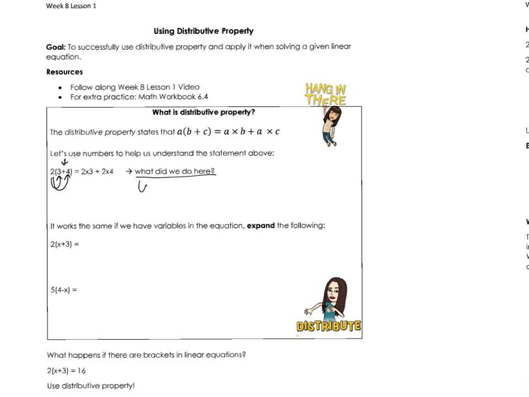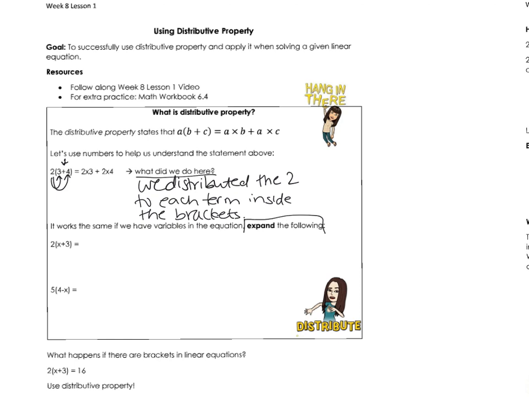So what did we do here? We distributed the 2 to each term inside the brackets. Alright, it works the same if you have variables. When you have a question like "expand the following," we expand by distributing the 2 to every term in the bracket. So we have 2 times x, which becomes 2x, plus 2 times 3, which becomes 6. We expanded this expression, getting rid of the brackets, and distributed the 2.